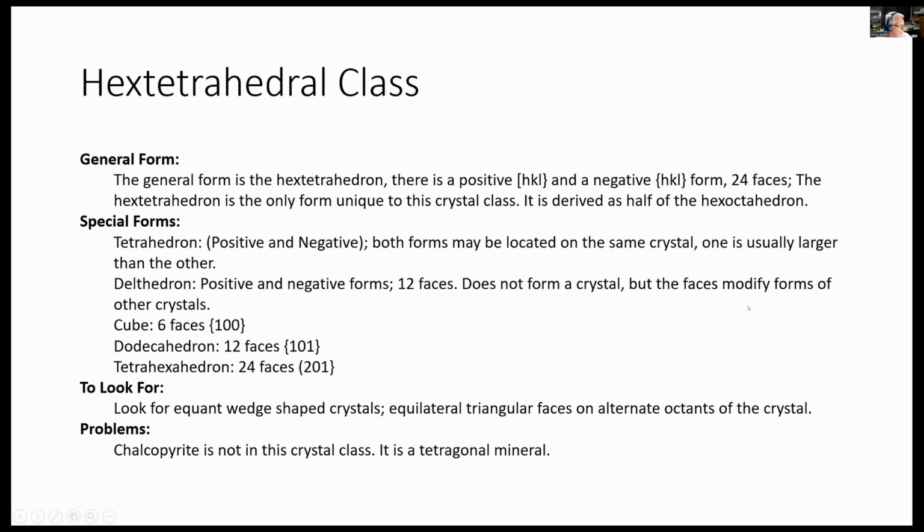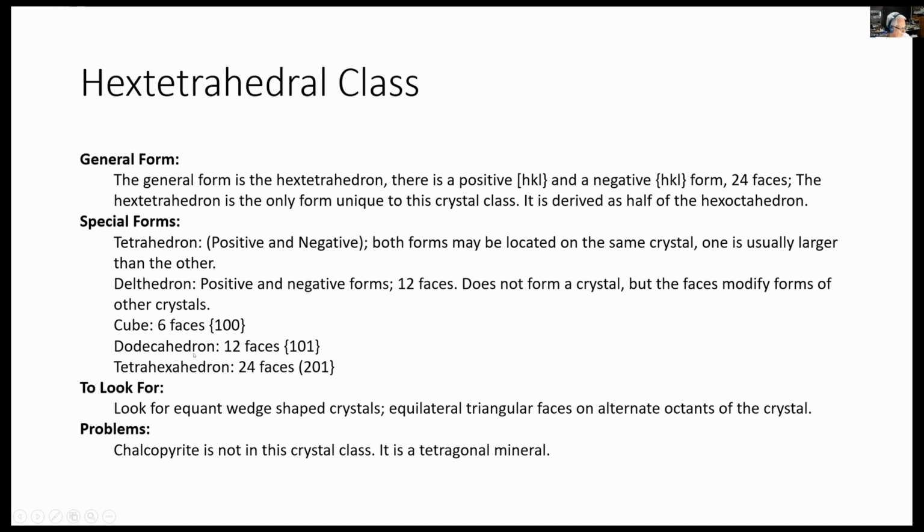Again, we've got the broader description here. So the special forms, tetrahedron, which is the main one, a deltahedron. Yeah, I don't know whether that's a typo or not. It says it does not form a crystal, but the faces modify forms of other crystals. So there's not an ideal, whatever the deltahedron looks like, you don't get in minerals in nature, other than as modifications of others. Again, we've got the cube sitting in here.